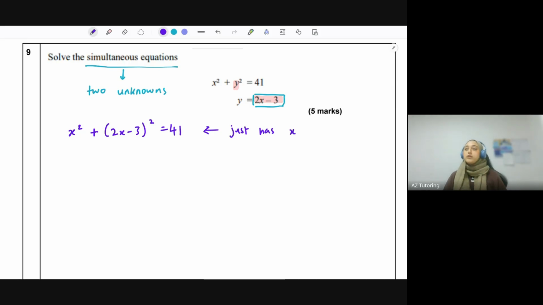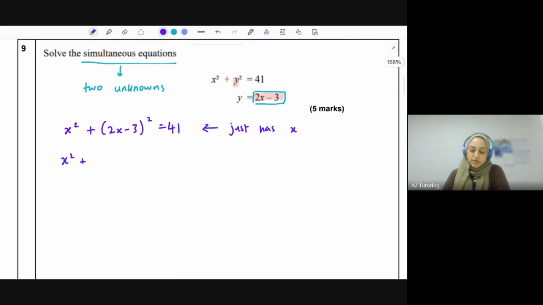So that's our aim. If you're doing something in a simultaneous equations question, you're doing it to get rid of one of the letters, so you can just solve it like normal. So now we can solve this because there's no y's. So x squared plus, now be careful here, a really common mistake that students make. They'll just say 2x squared minus 3 squared. That's not how it works. This is 2x minus 3 times 2x minus 3, and that equals 41. So write that down just so you can see that you're timesing two brackets together.